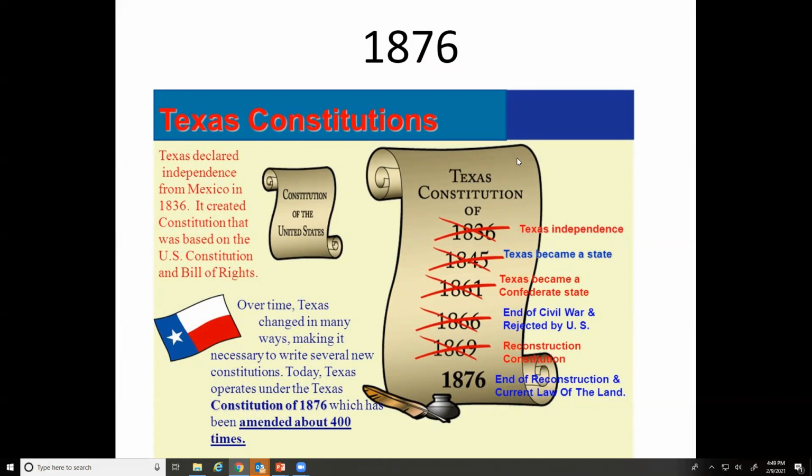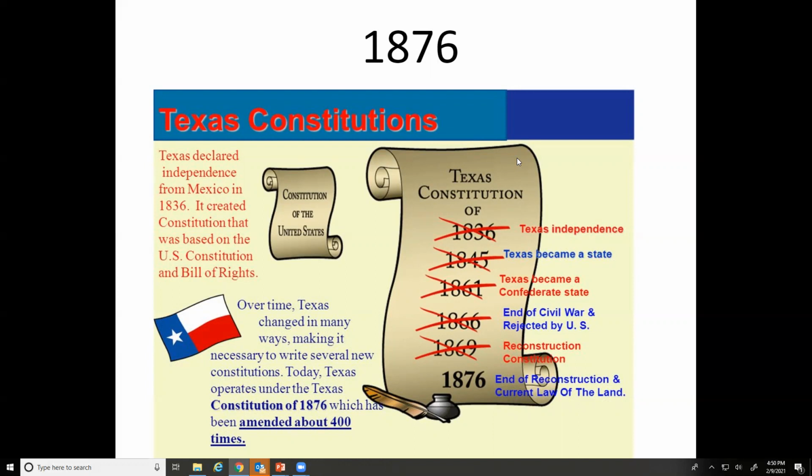In 1845, they become a state and have their own constitution with their own Bill of Rights. After the war is over, Texas becomes a Confederate state, and they have a new constitution, which obviously is going to allow slavery as well as continue on the benefits for the white community. And in 1866, a year after the war, Texas had to create a new constitution at the end of the Civil War, and the U.S. rejected this constitution because it just did not really go in with what was being looked for in the 14th and 15th Amendments.